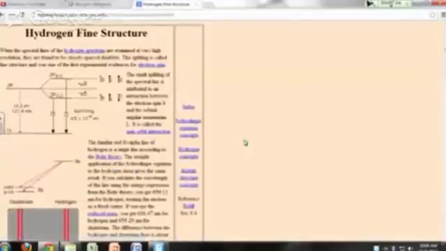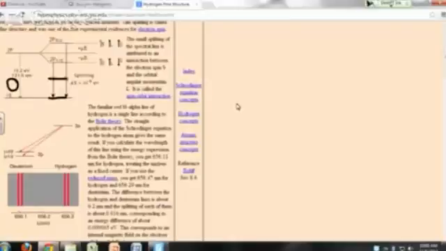So this is the site at Georgia State University. So this is what happens. You have an electron in a 2p orbital. In the case of hydrogen, it splits into a doublet P 1/2 and a doublet P 3/2. Instead of seeing just one line in the spectrum, you see two. And the splitting of the line is about 4.5 times 10 to the negative fifth electron volt.